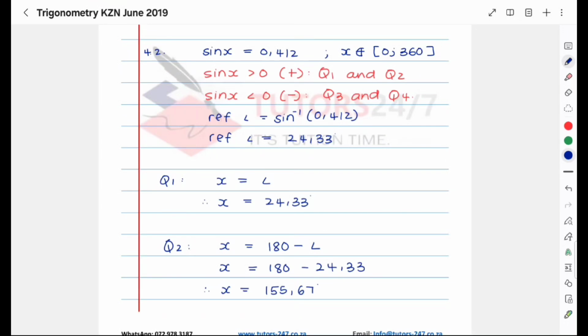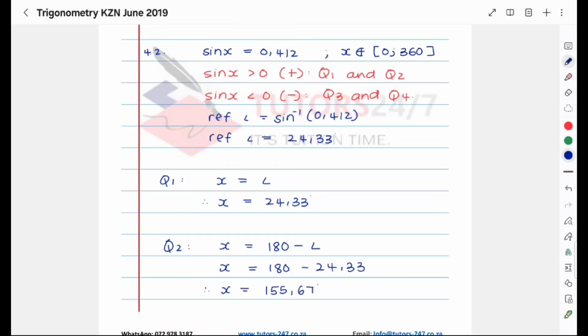So all we needed to do was identify that because sine is equal to something positive, our solutions are going to be in quadrant 1 and 2 because sine is positive in those quadrants. If it was equal to something negative, for example, if we had sine x is equal to negative 0.412, we would have used quadrant 3 and the reduction formula 180 plus angle, and quadrant 4 and the reduction formula 360 minus angle. So please keep that in mind. In addition to this, if sine was equal to something negative, we would not have used the negative to find our reference angle.